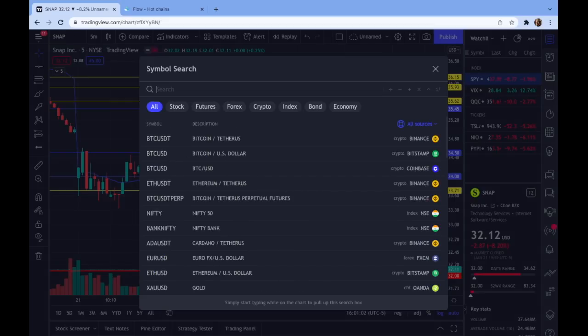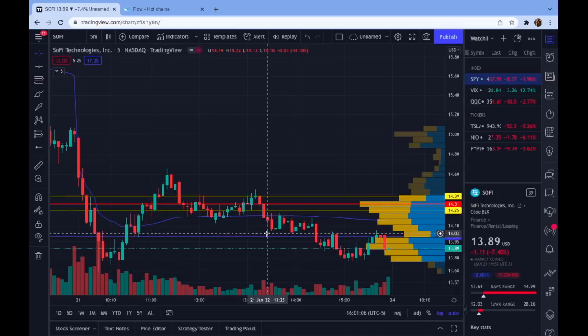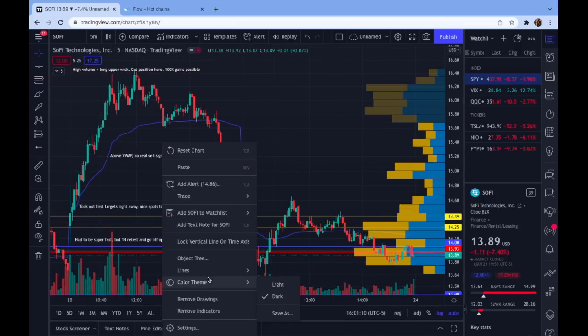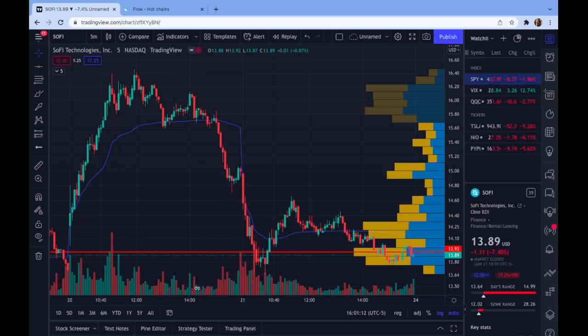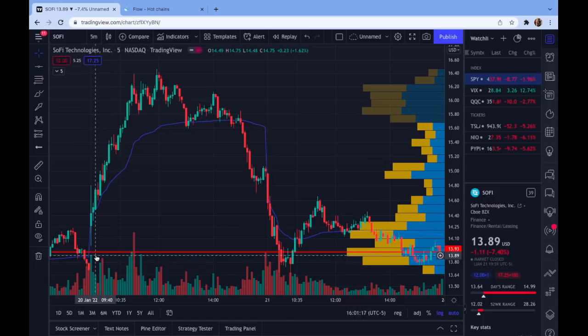The next question that was asked was about SoFi in particular. What do we do when it comes to entering a play if it barely retests super fast? My call trigger here on SoFi was 14. This tested 14.01 and then ultimately had a massive bounce.